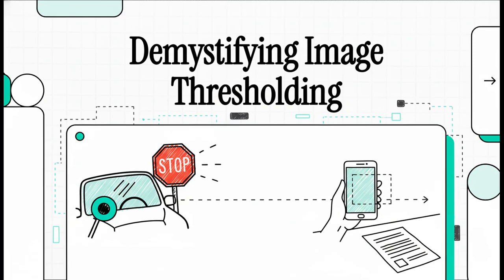Have you ever stopped to wonder how a self-driving car spots a stop sign? Or how an app on your phone can scan a document and turn it into text? It all starts with something really fundamental, teaching a computer how to tell an object apart from its background. So today, let's break down one of the most foundational concepts in all of computer vision.